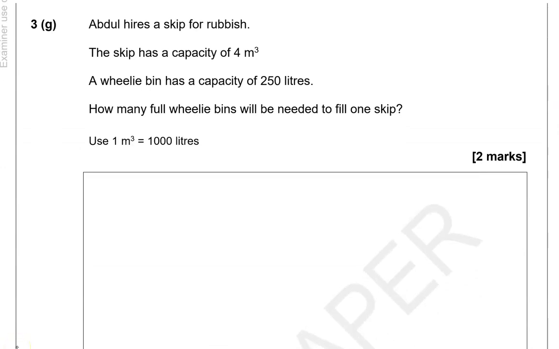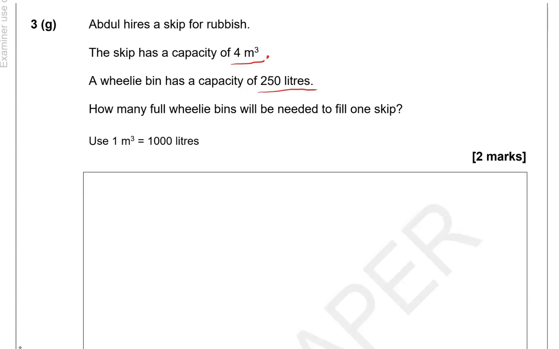Abdul hires a skip for rubbish. The skip has a capacity of 4 cubic meters. A wheelie bin has a capacity of 250 liters. How many full wheelie bins will be needed to fill one skip? Use 1 cubic meter equals 1000 liters. So we've got the capacity of the skip being 4 cubic meters, and we've got the capacity of the wheelie bin being in liters, 250. So we're going to convert this into liters first, and then work out how many 250s fit into that.